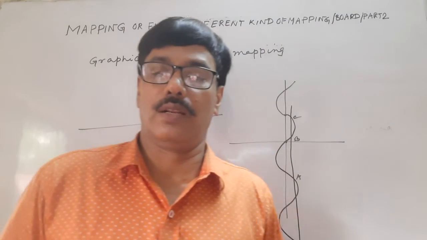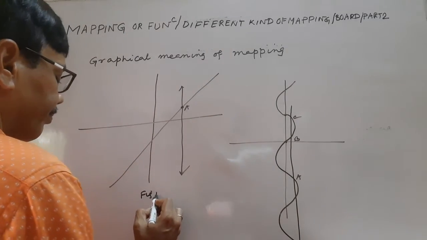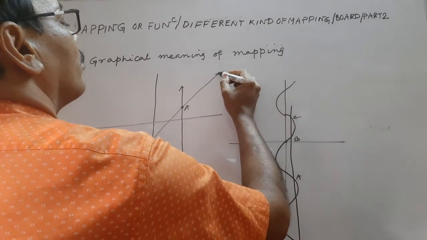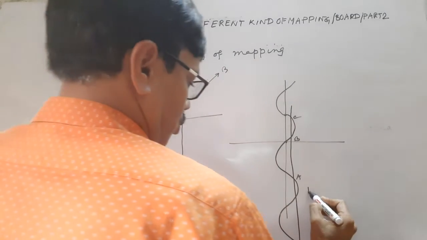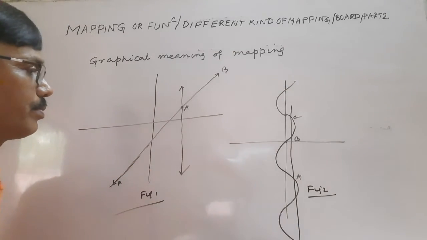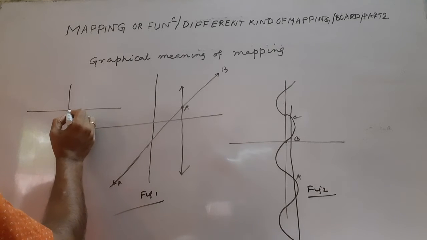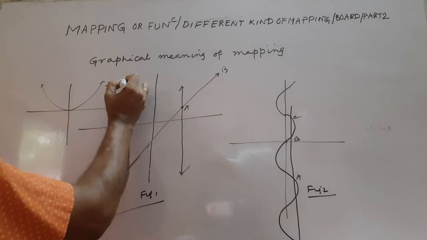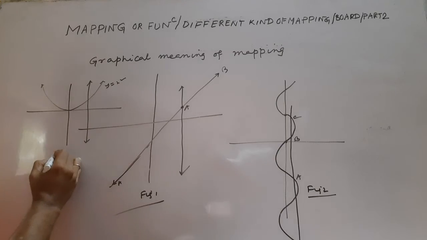Now the graphical meaning of function. Look at the figure 1. It is a straight line. This is AB. And this is figure 2. This one is y equals x square. So this is figure 3.